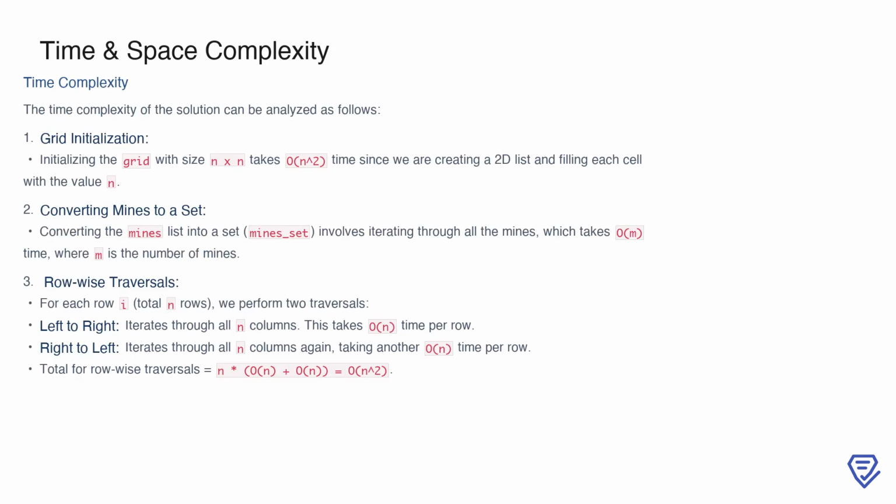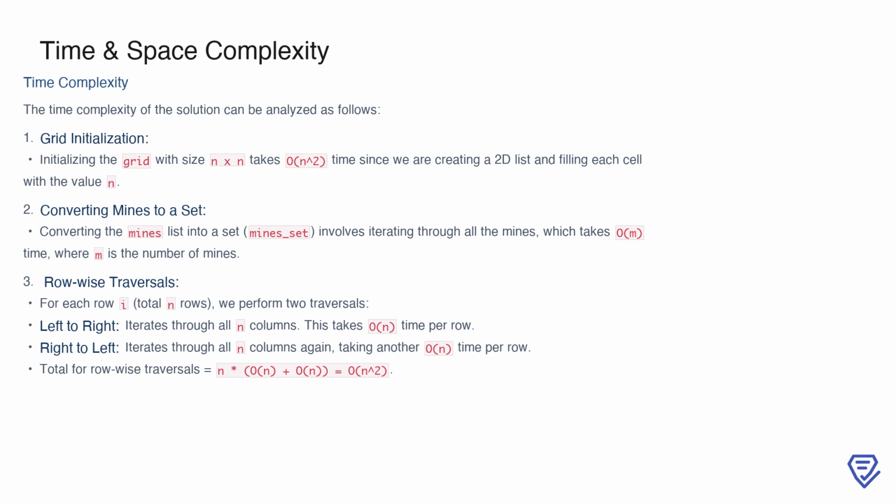input. To analyze the time complexity, we start by looking at the grid initialization. Since the grid is of size n by n, and we're filling each cell with an initial value of n, this step takes n squared time. Next, to efficiently check for mines, we convert the list of mines into a set. This involves iterating over all m elements in the mines list, which adds m to the time complexity.